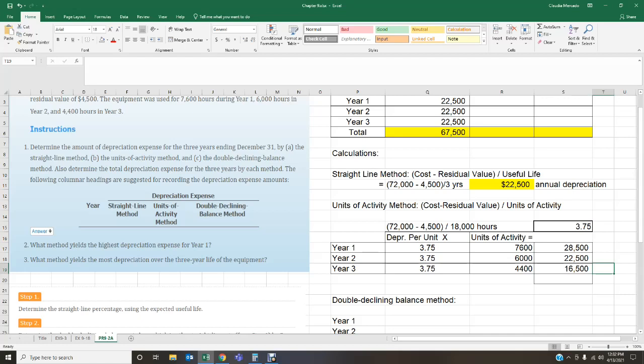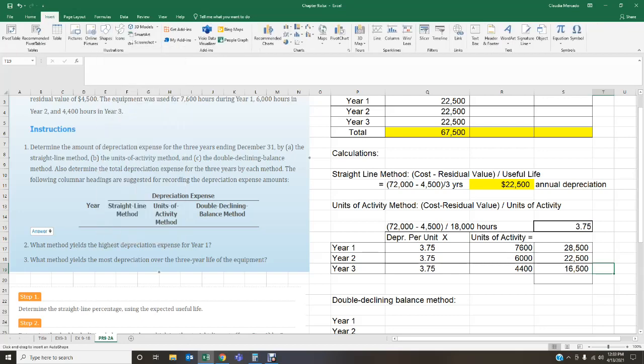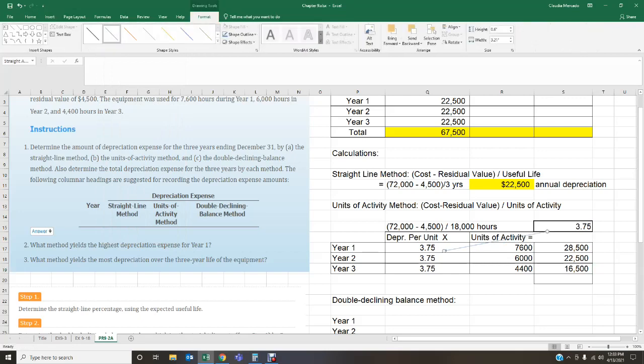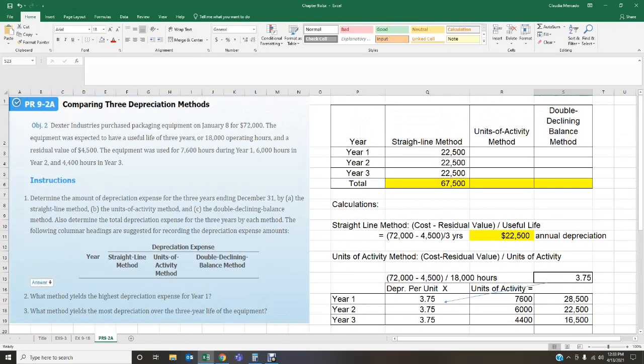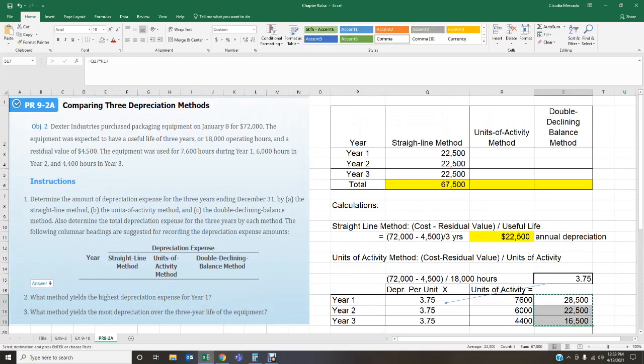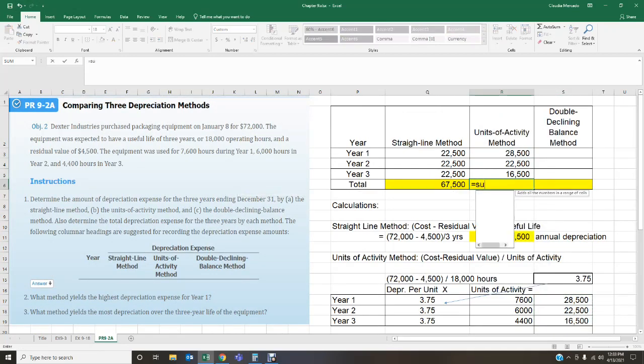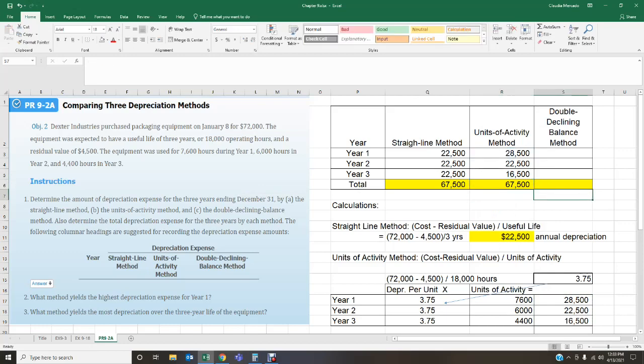Okay, so the trick here is to calculate your depreciation per unit correctly, because that's what's going to be flowing over here to be able to calculate your annual depreciation. Okay, so I'm going to transfer this over. I'm going to copy it and paste it up here. Let me paste it as values. Okay, and then I'm going to add those 3 numbers and let's see what we get. Okay, so we got 67,500 again, and that is correct because that is your cost minus your residual value.